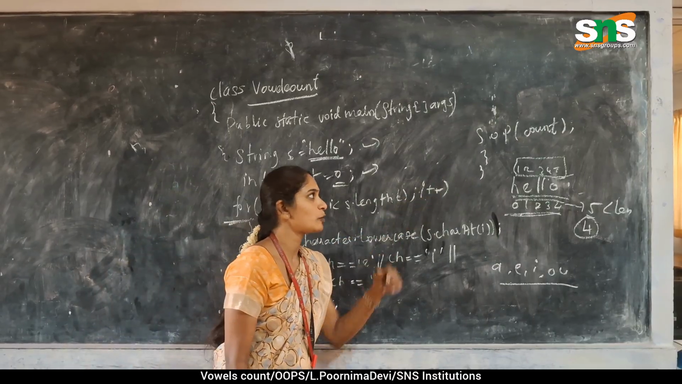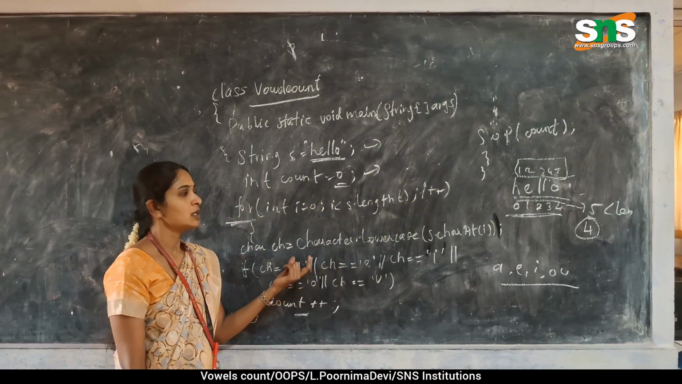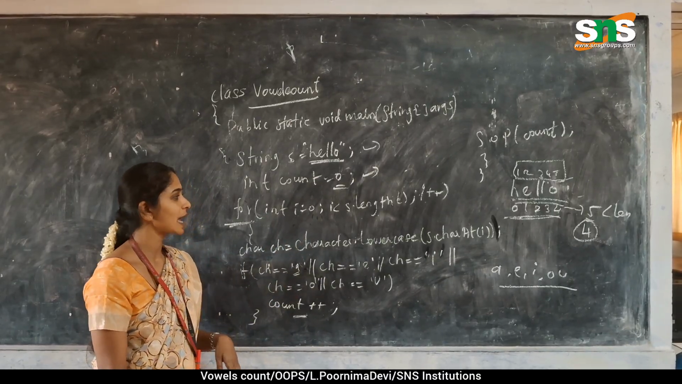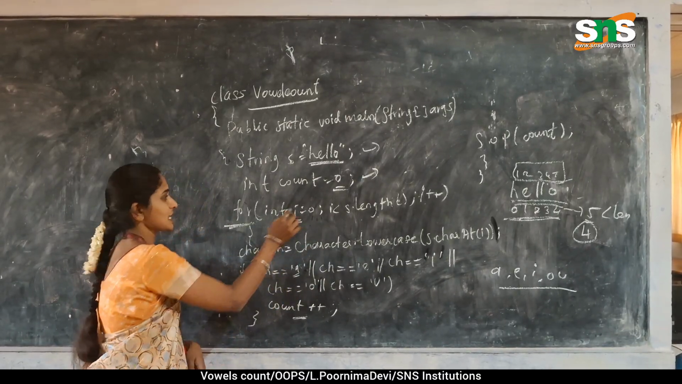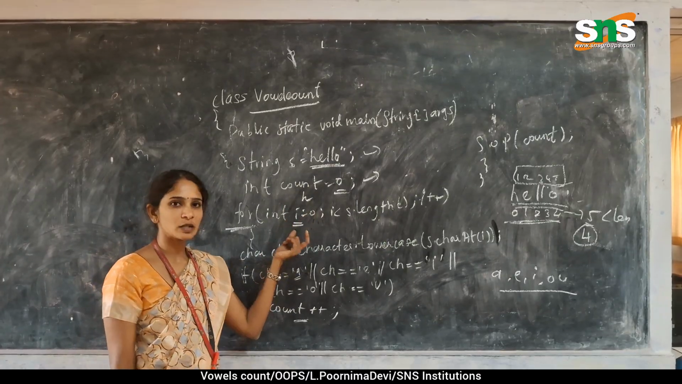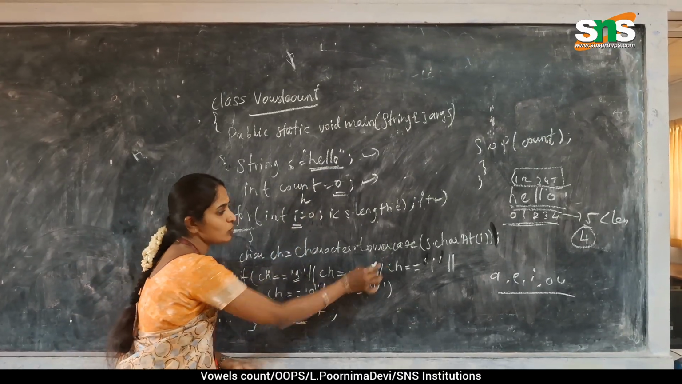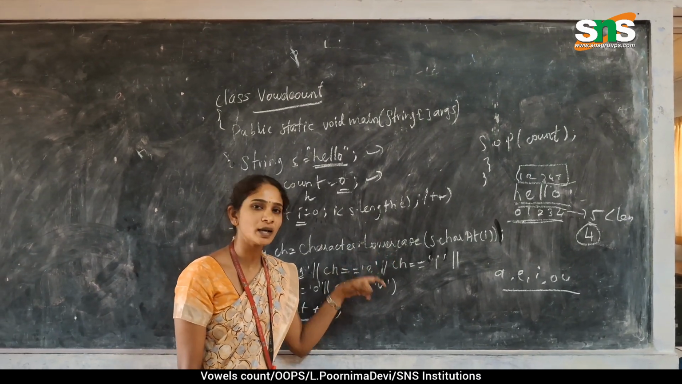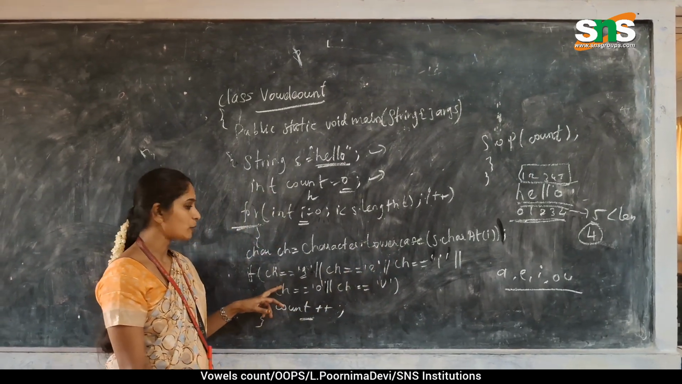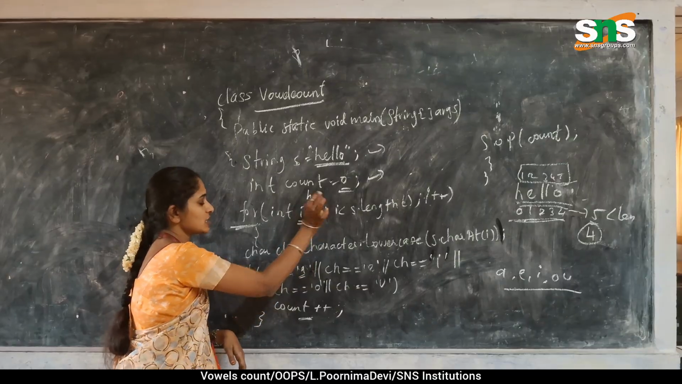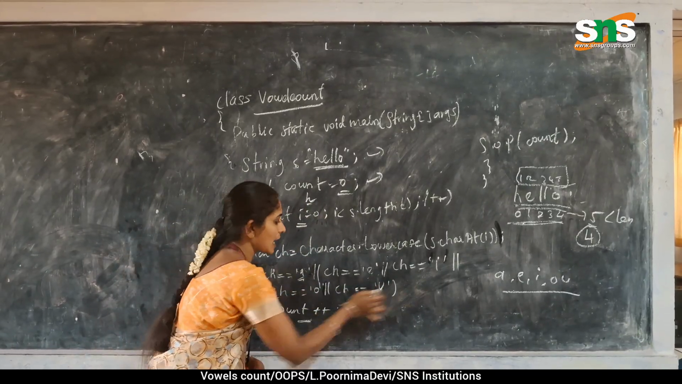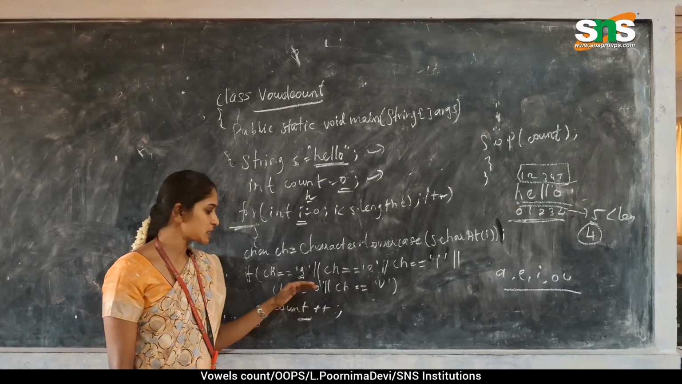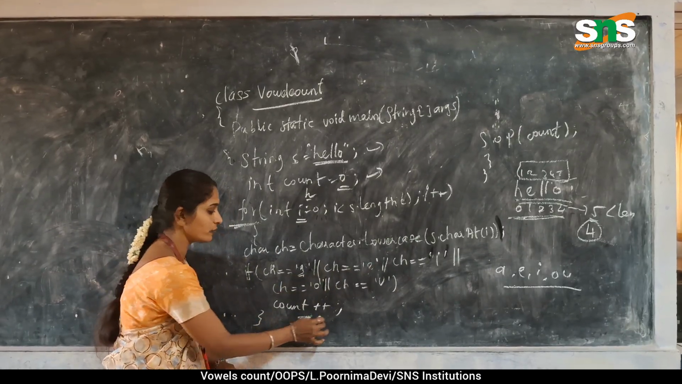At last I have to mention the value of count, so at last the count will be displayed. In this the first value is H. When H is taken, it will check the value, whether it is uppercase. If it is uppercase, it will be changed into lowercase. After that it checks whether H is one of A, E, I, O, U. That is not included in the vowels, so the count will remain 0.